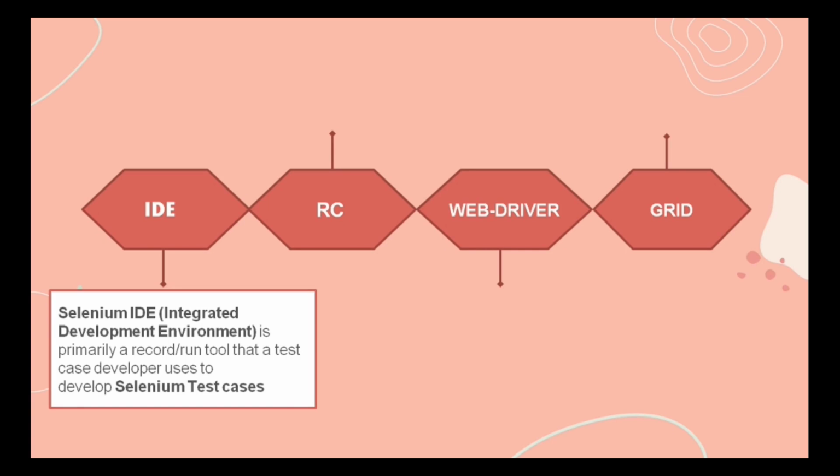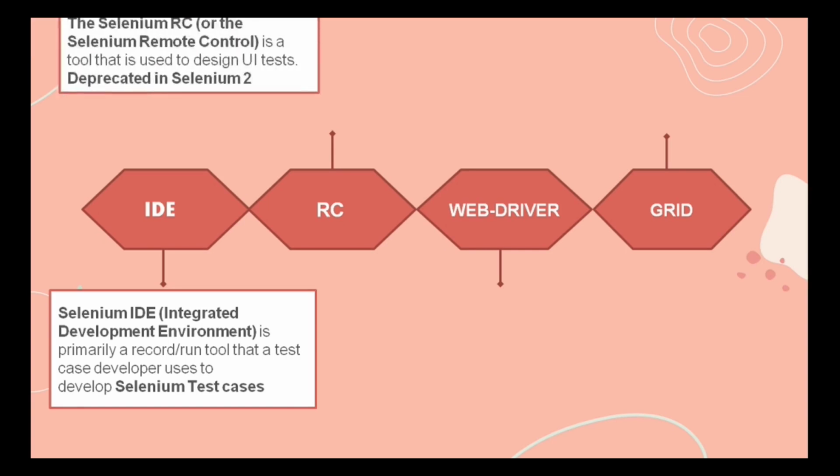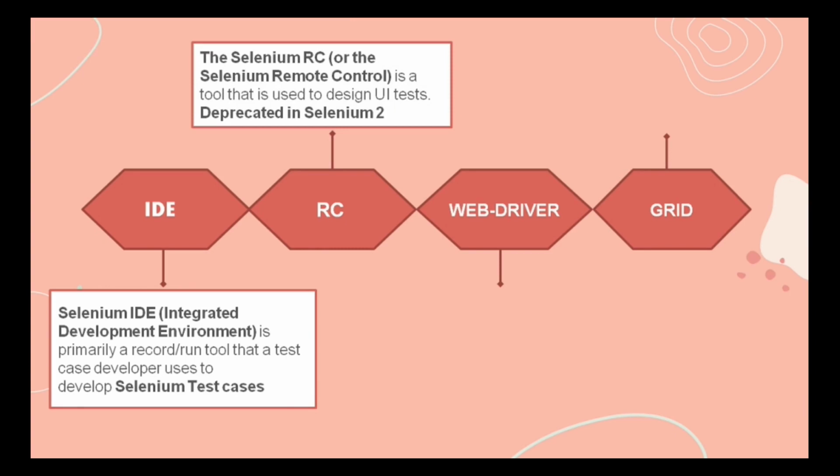Then the next component is RC, that is Selenium Remote Control. It is used to write web application tests in different programming languages. It interacts with the browser with the help of the RC server, through which we can interact with the web browser. But this RC server got deprecated in Selenium version 2 and was replaced by WebDriver in Selenium version 3. We will discuss that also, why it happened.